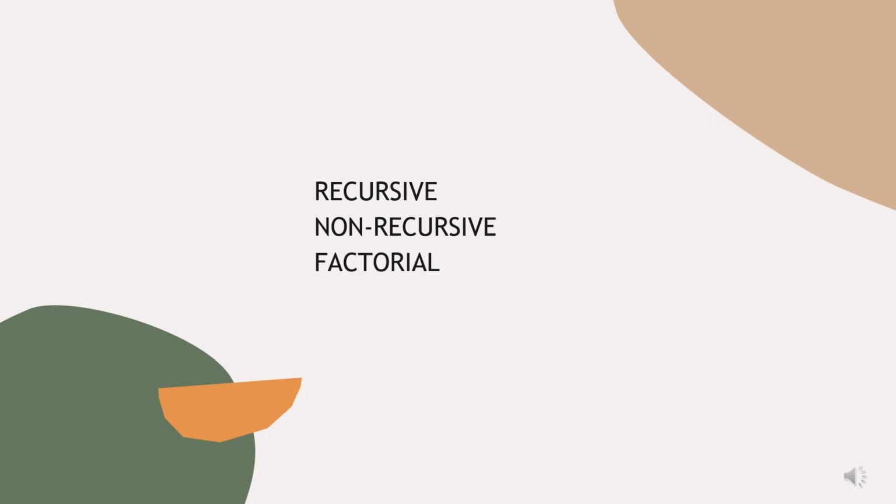Let's see what is meant by recursive, non-recursive and factorial. Recursion is the technique of making a function call itself. This technique provides a way to break complicated problems down into simple problems which are easier to solve. Recursion may be a bit difficult to understand. A recursive system is a system in which the current output depends on the previous output and input.